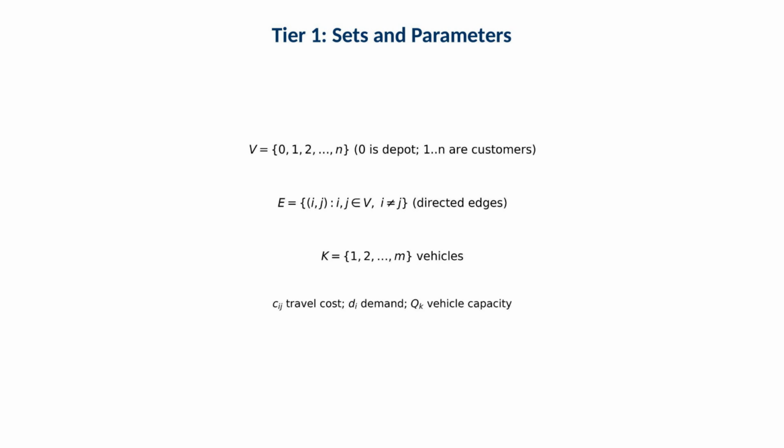This slide defines the sets and parameters. The vertex set includes the depot, labeled as 0, and all customers, labeled from 1 through n. We also define the directed edge set, the vehicle set, the travel cost between vertices, the demand for each customer, and the capacity of each vehicle. These are the building blocks used by the objective and the constraints.